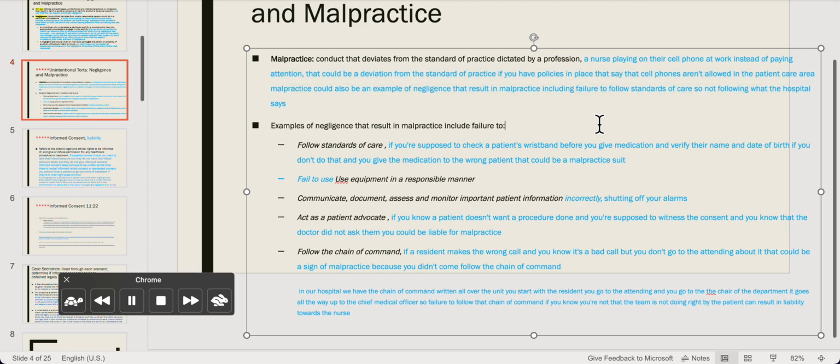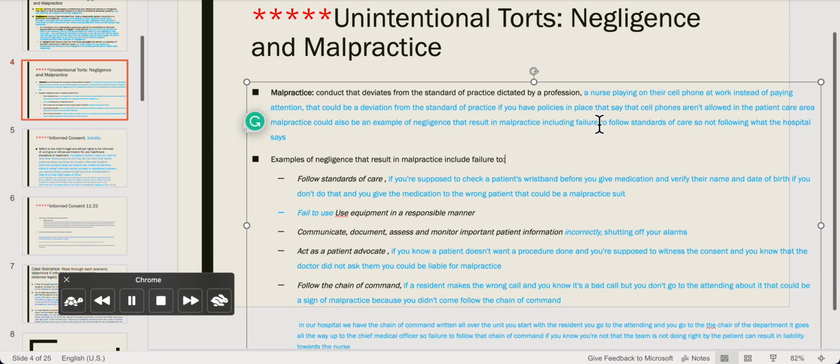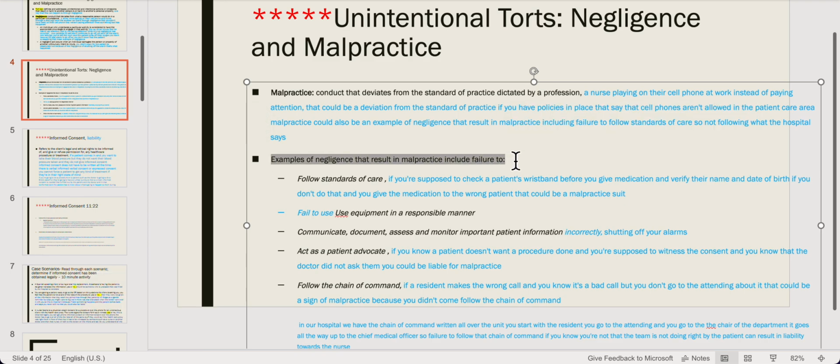A nurse playing on their cell phone at work instead of paying attention, that could be a deviation from the standard of practice. If you have policies in place that say that cell phones aren't allowed in the patient care area, malpractice could also be an example of negligence that results in malpractice, including failure to follow standards of care, so not following what the hospital says.